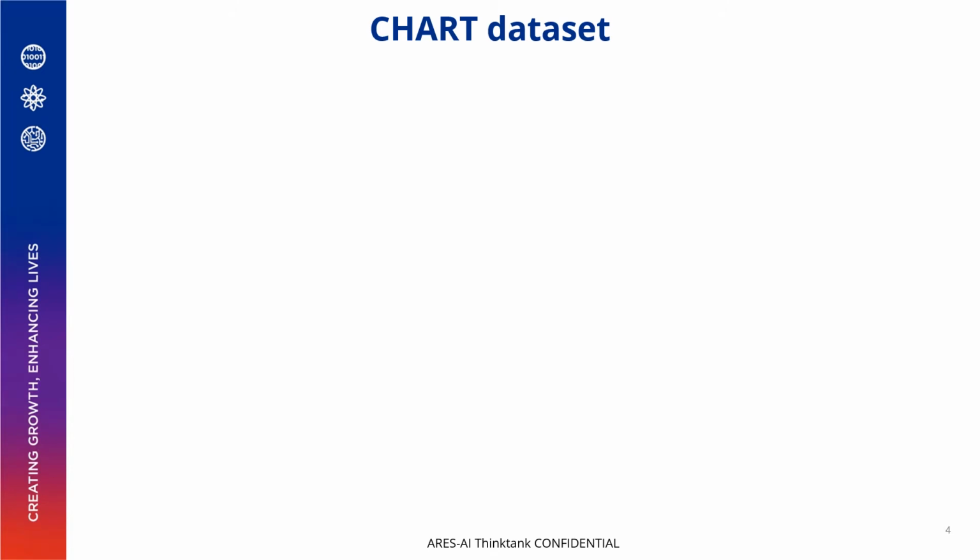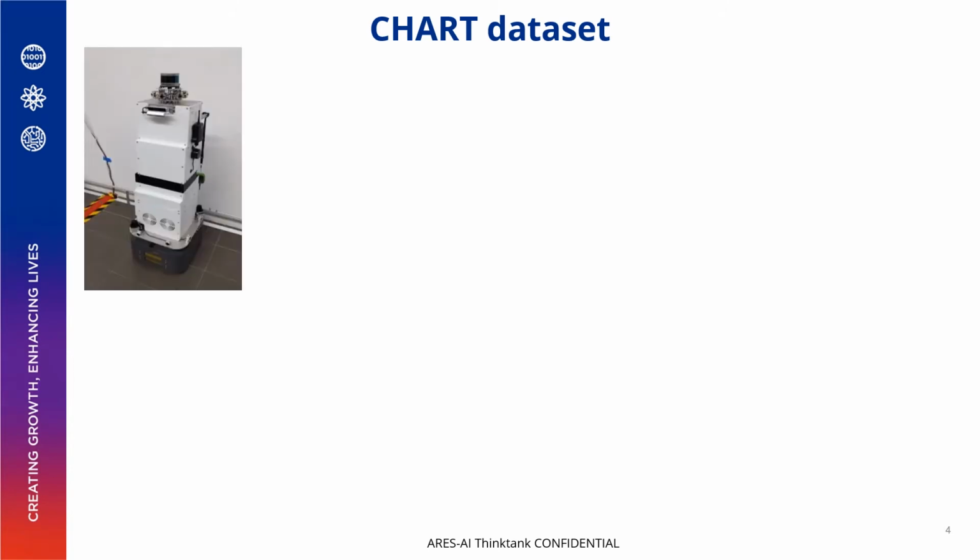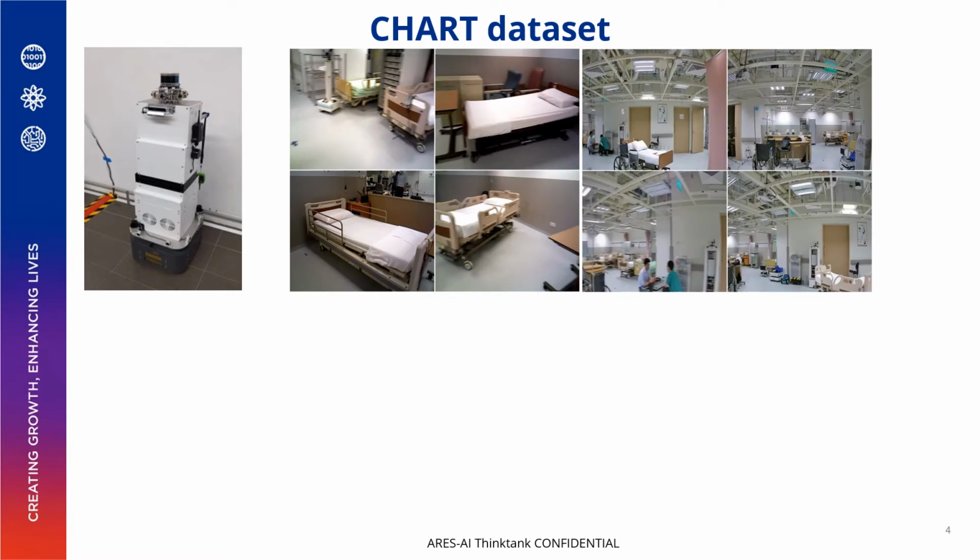So for this work, we collected data that we call the chart dataset. We used a mobile robot and mounted several visual sensors on the robot. We used Sony IMX IP cameras, the Structure Core camera, as well as the ICSR cameras for data collection. We divide the dataset into two mini datasets. We call them chart 1 and chart 2.